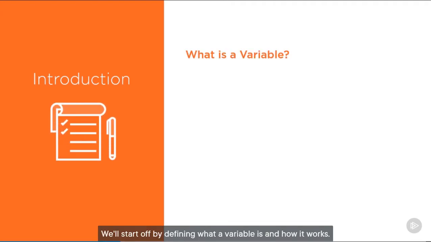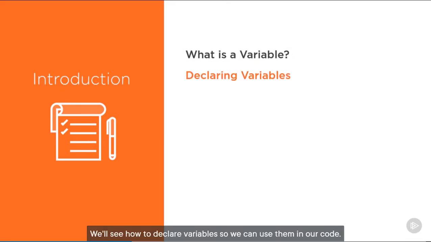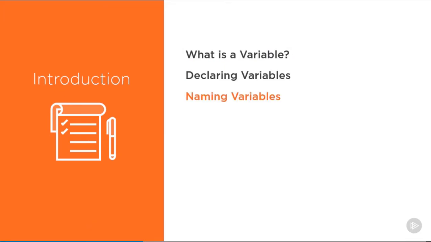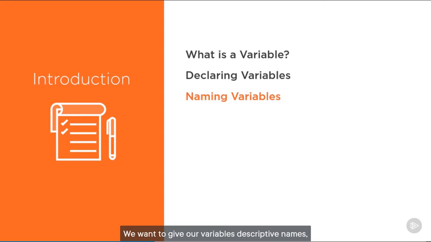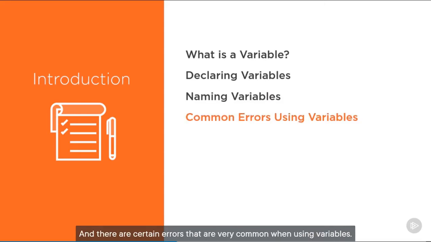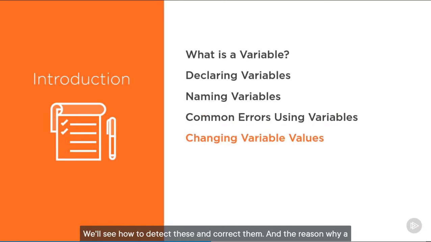We'll start off by defining what a variable is and how it works. We'll see how to declare variables so we can use them in our code. We want to give our variables descriptive names, and there are certain rules we need to follow when naming our variables. And there are certain errors that are very common when using variables. We'll see how to detect these and correct them.